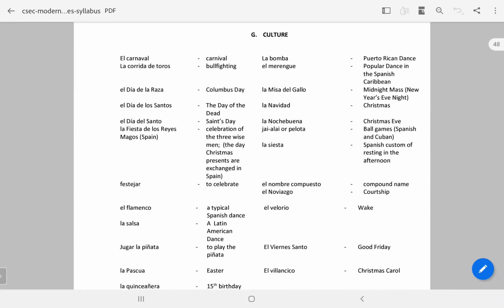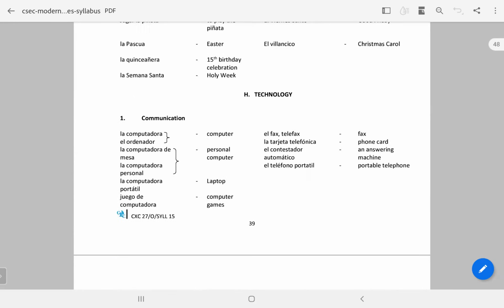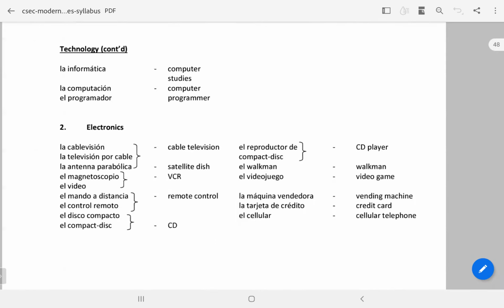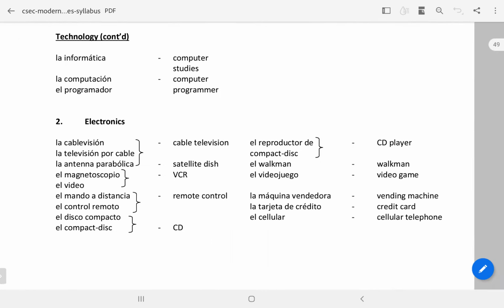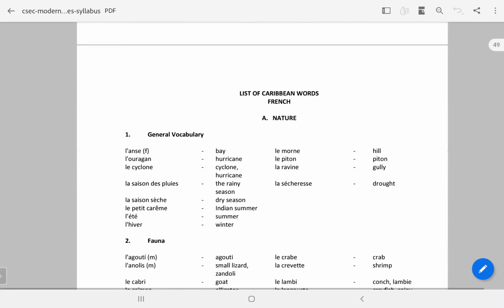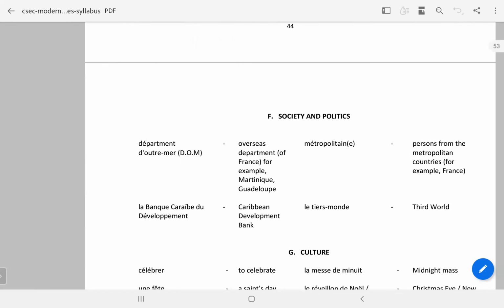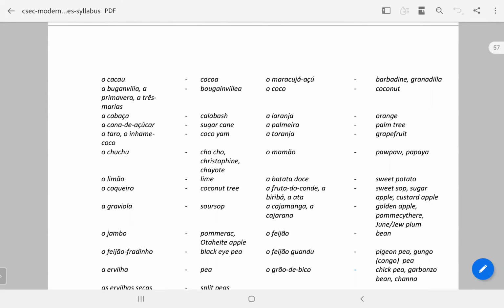And then we have culture, technology, and electronics, because now we have this whole new world, right? So these are some updated vocabulary that you could look at. And of course, it's available in French and Portuguese for those who study other languages. So guys, this is it for the syllabus.